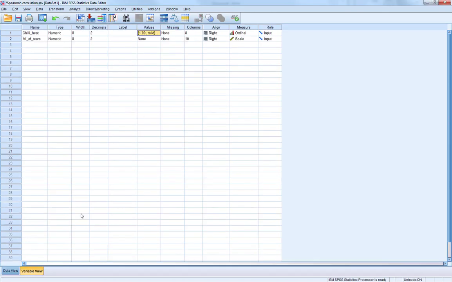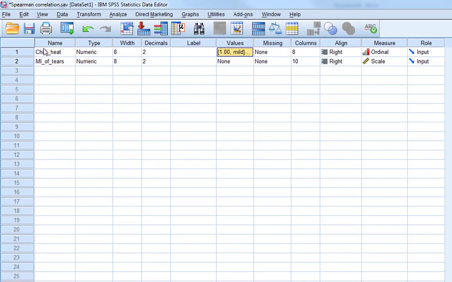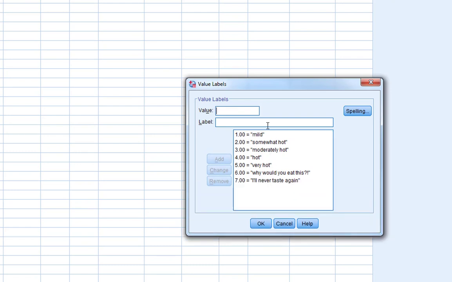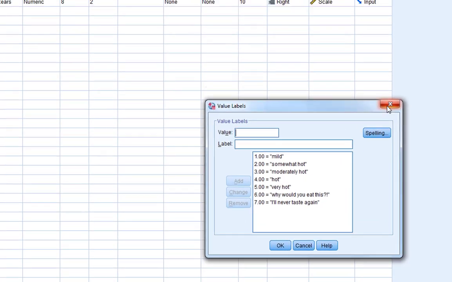If we look at the variable view, you can see we've got chili heat, and this is measured as an ordinal measure. This is because it's self-reported on a 1 to 7 Likert type scale. If you look at our measures, you can see we score them from 1 mild, somewhat hot, moderately hot, hot, very hot, why would you eat this, to I'll never taste again. So we can see participants had to rate how hot they thought that chili was.